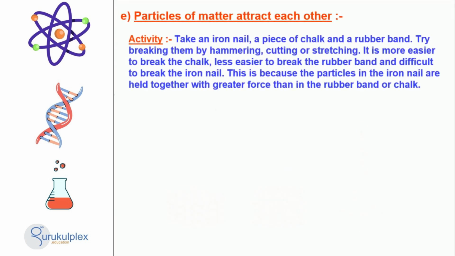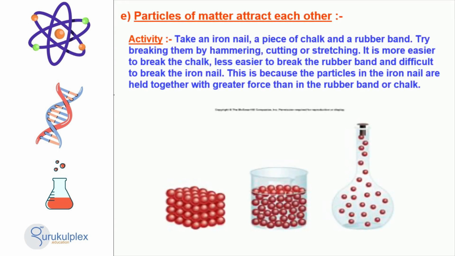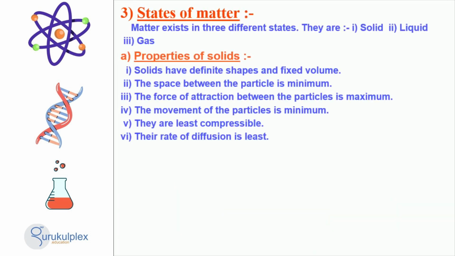Matter particles are attracted to each other, making it difficult to break apart items such as an iron nail, a piece of chalk, or a rubber band. When an iron nail is hit with a hammer, when chalk is cut, or when a rubber band is stretched, this attraction between the particles of matter is the reason why it is so hard to break them. In terms of states of matter, we have solids, liquids and gases.